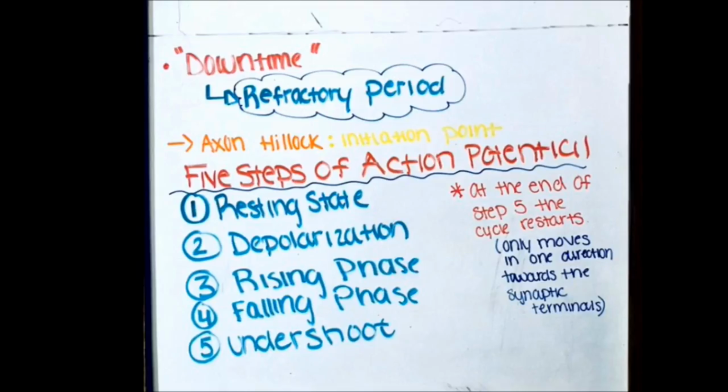The process is repeated as the action potential travels the length of the axon. There are 5 steps of an action potential. The first is known as a resting state. Then comes depolarization, followed by rising phase, then falling phase, and finally the last phase known as undershoot.